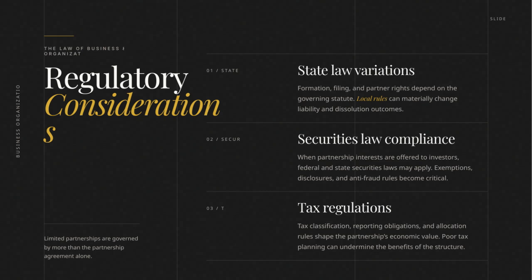Finally, tax regulations are a major factor. How the partnership is classified for tax purposes, the reporting obligations it faces, and how profits and losses are allocated among partners all impact the economic value of the partnership. Without careful tax planning, the expected benefits of the partnership structure could be severely compromised. Overall, limited partnerships are governed by much more than just the partnership agreement itself. Understanding these legal and regulatory layers is key to successfully managing the business and protecting everyone's interests.